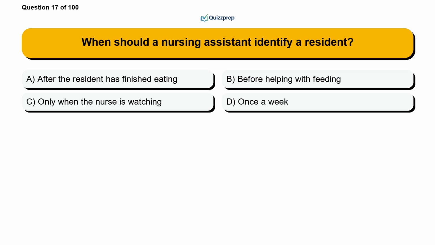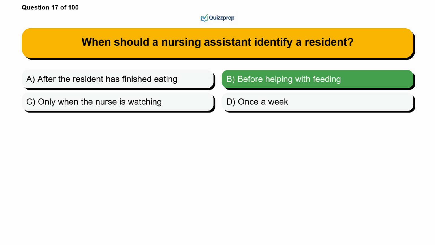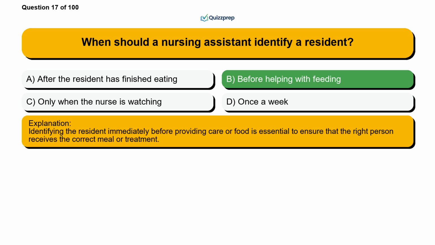Question 17. When should a nursing assistant identify a resident? Option A. After the resident has finished eating. Option B. Before helping with feeding. Option C. Only when the nurse is watching. Option D. Once a week. The correct answer is option B. Before helping with feeding. Identifying the resident immediately before providing care or food is essential to ensure that the right person receives the correct meal or treatment.